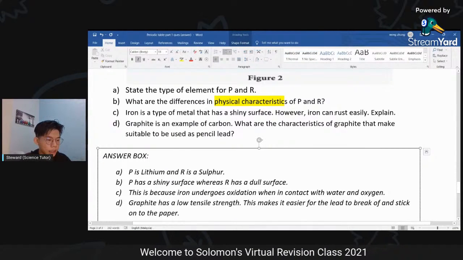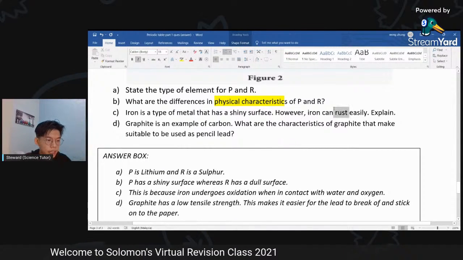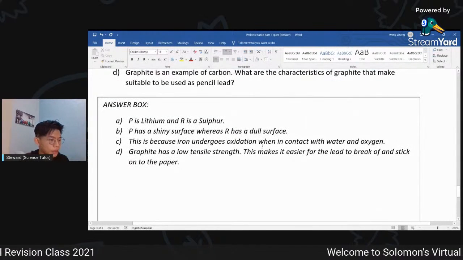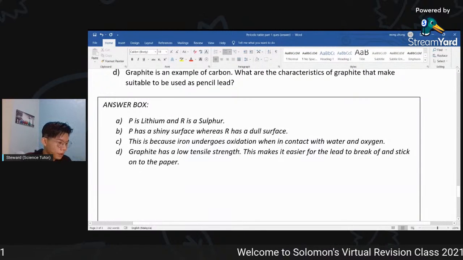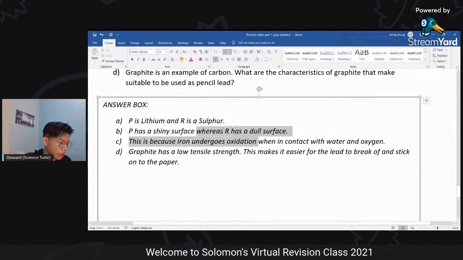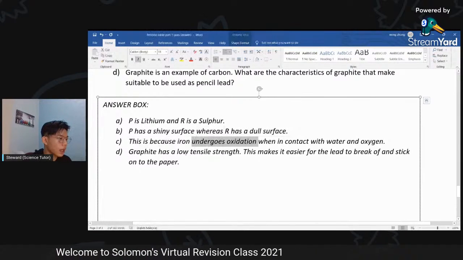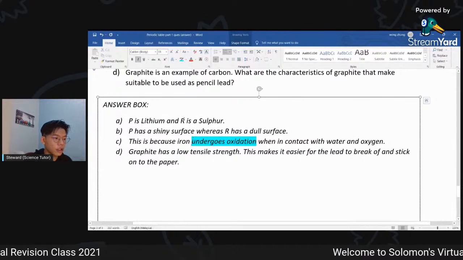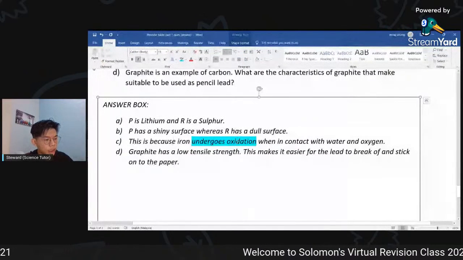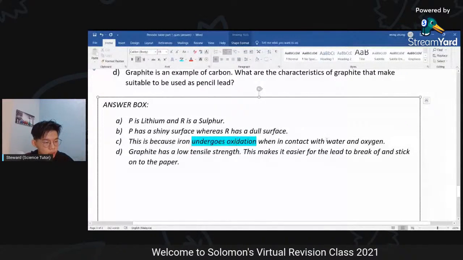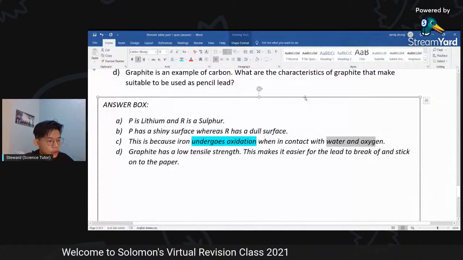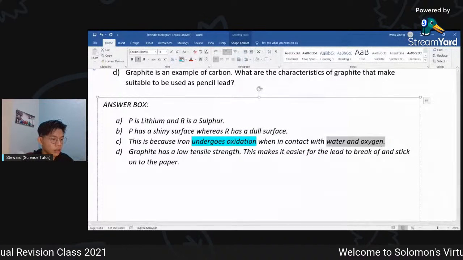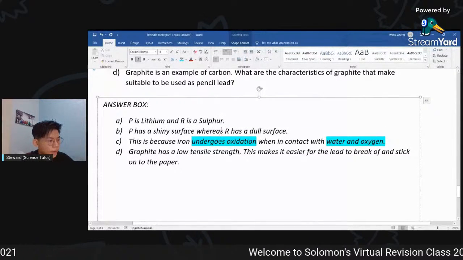However, iron can rust easily. Okay. So rust ni maksudnya berkarat lah. Berkarat easily. So explain kenapa. Okay, so ni a bit out of syllabus tapi kamu boleh extra information lah. So kenapa besi tu berkarat, for your information, it is because iron undergoes oxidation when in contact with water and oxygen. Maksudnya kalau ada oxygen, ada water, besi tu dia akan senang berkarat. Okay, so ini extra information lah.